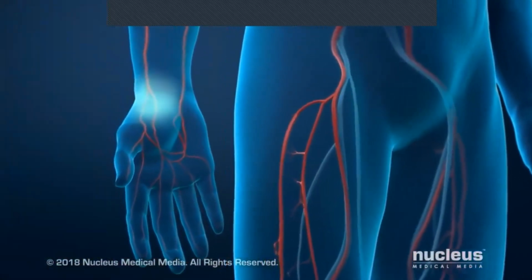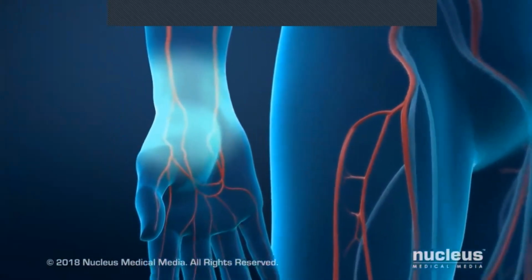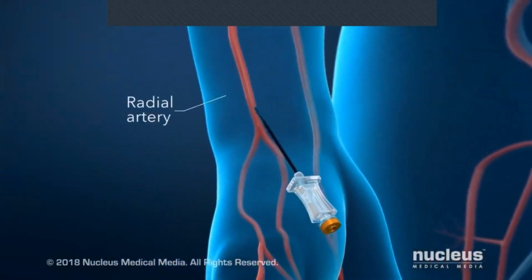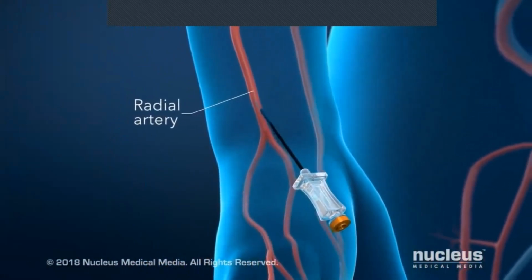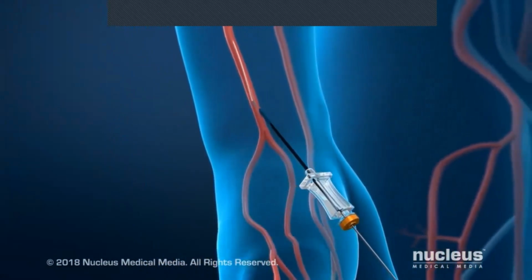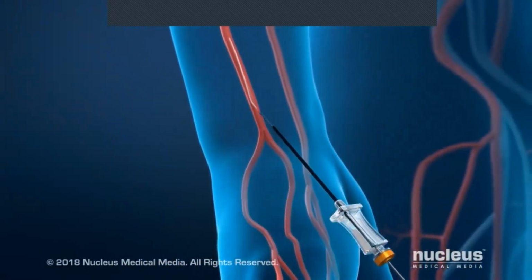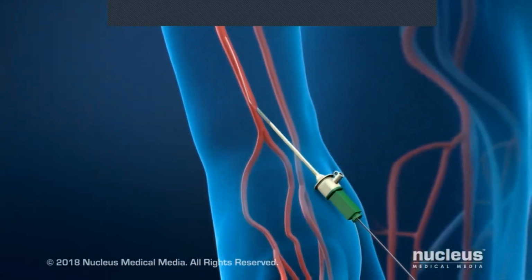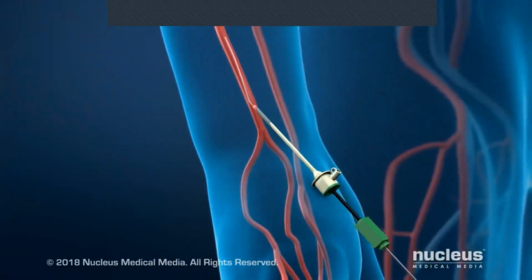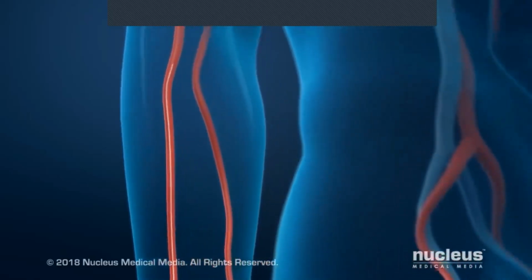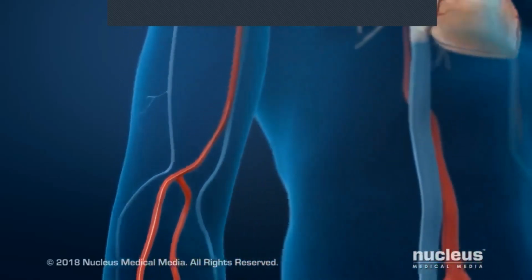To begin the procedure, the doctor will numb the skin in your wrist. A needle will be placed through your skin and into your radial artery. Next, a flexible guide wire will be passed through the needle into your artery. Then, the needle will be withdrawn. It will be exchanged for a small, flexible tube called a sheath. This permits access into your artery. You may feel pressure when the doctor inserts the sheath, but you will not feel it moving inside your artery.